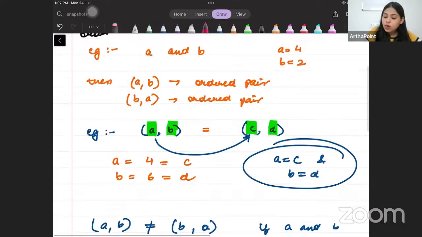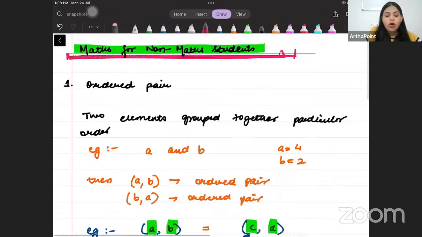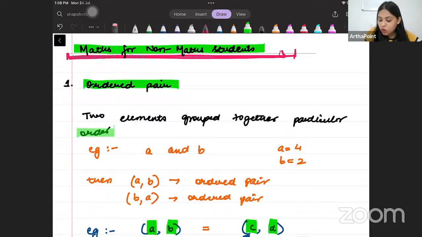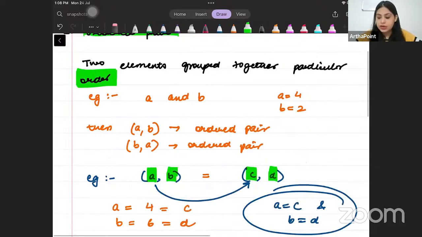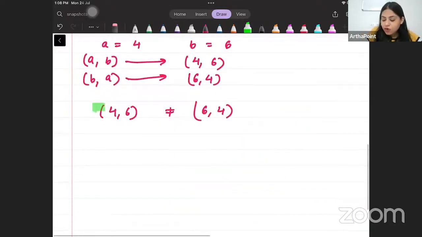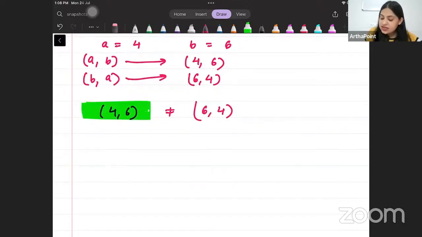ठीक है? तो ordered pair क्या हो गया? Ordered pair हो गया when elements come in a particular order. They are grouped together in a particular order. Then it is an ordered pair. और यहाँ पे because this is 4, 6, इसका first element 4 है, and this is 6, 4, इसका first element 6 है. These are not equal ordered pairs. Okay, so that is the first concept.